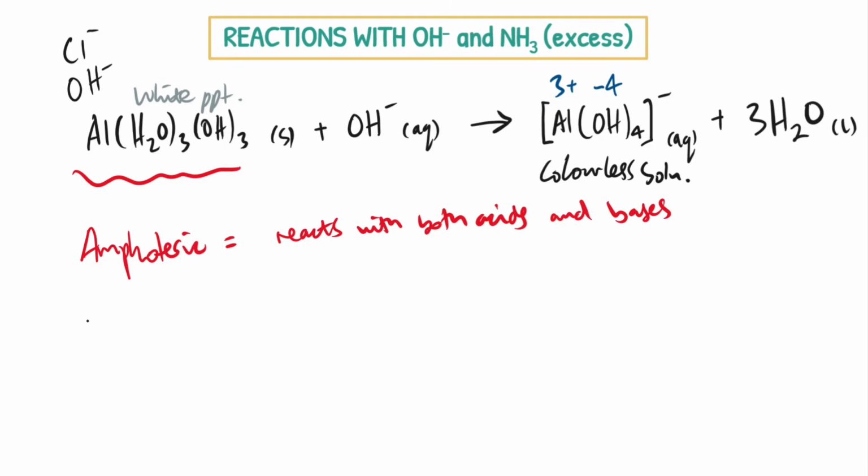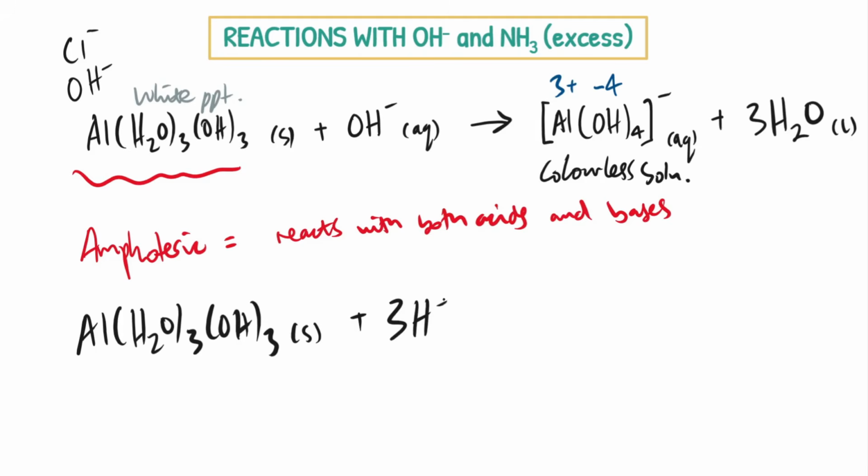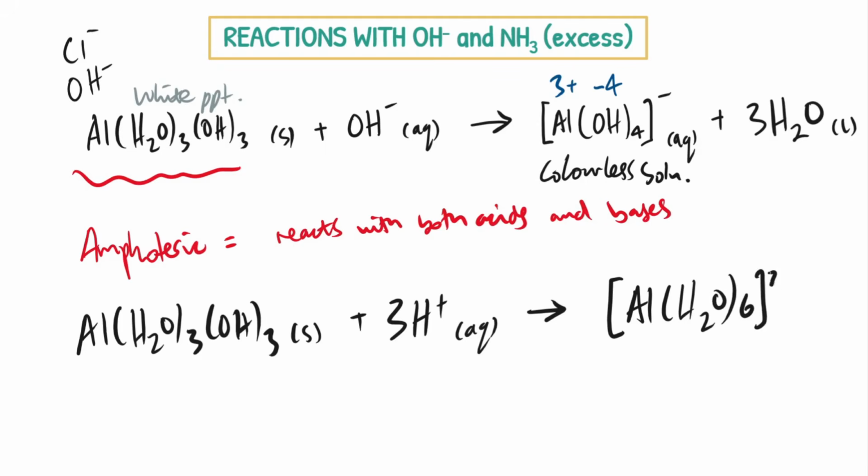So it's going to be our starting reactant, exactly the same. Now, instead of reacting with 1 mole of hydroxide ions, we're going to react with 3 moles of protons. So from an acid right here. And this is going to be aqueous. It's going to be a solution of acid. And what is it going to form? Hexa aqua complex. Okay, we're going back to our starting reactant, [Al(H2O)6] 3 plus. And this is aqueous, okay? Hexa aqua complex right here.